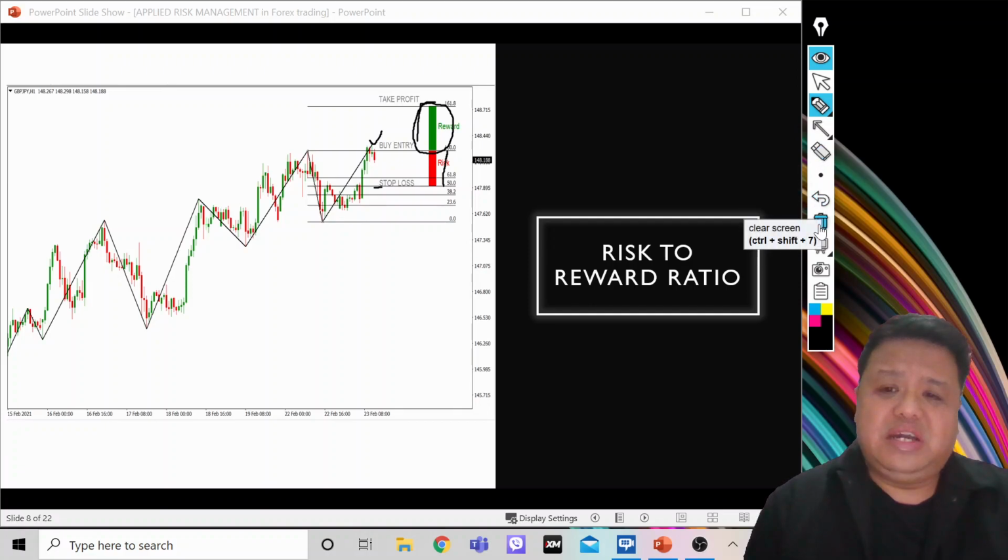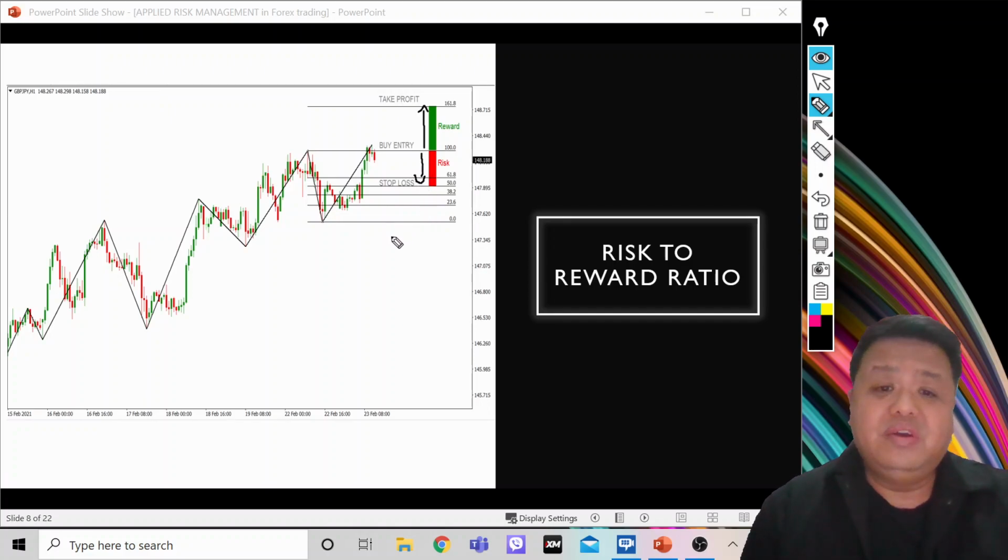So, as long as you have bigger expected reward than your expected risk, then your trade is okay. What we don't like is you are risking so much for a small possible reward. That is not good. Okay.